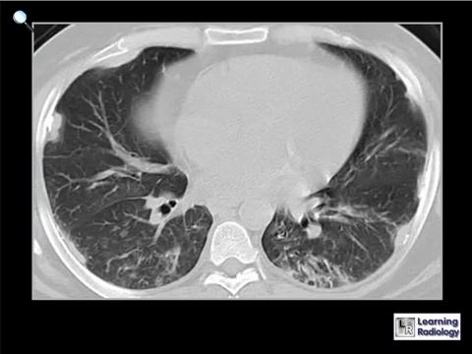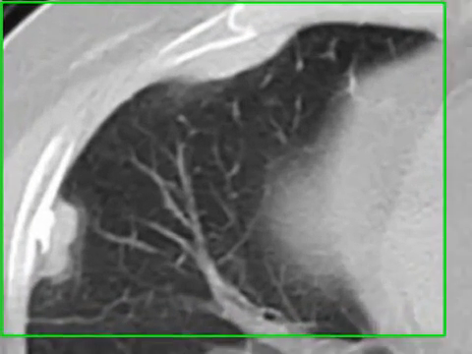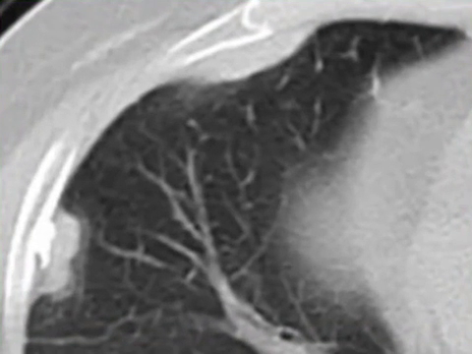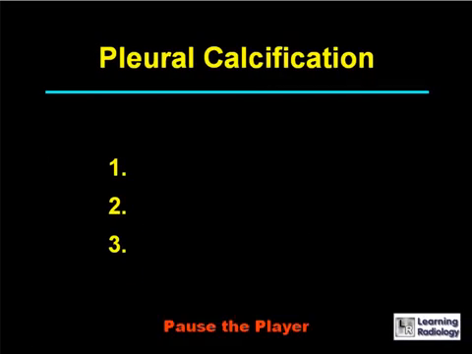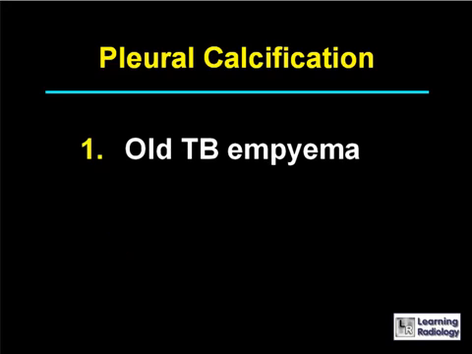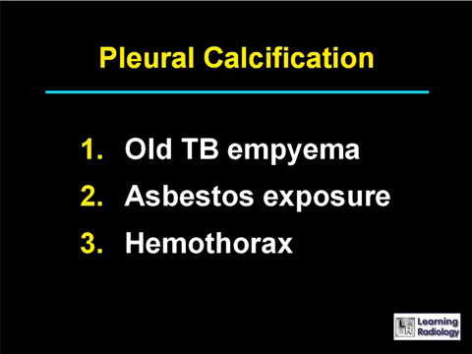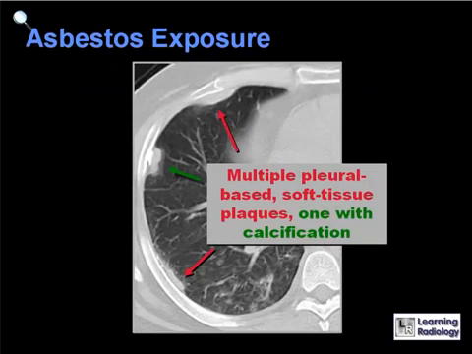Here's the next differential. Pause the player. The differential is pleural calcification. There are 3 main causes. Pause the player. The 3 main causes of pleural calcification are old tuberculous empyema, asbestos exposure, or a hemothorax.